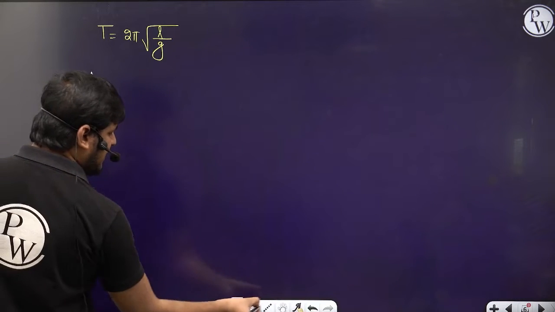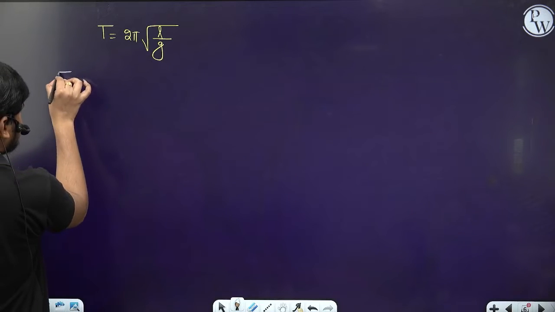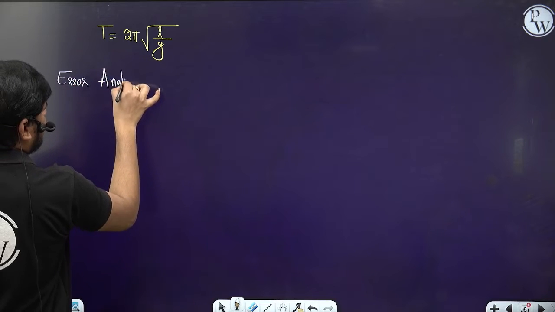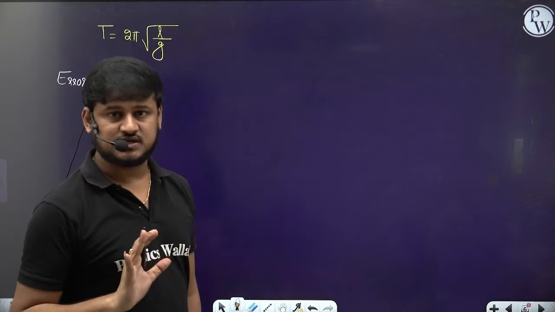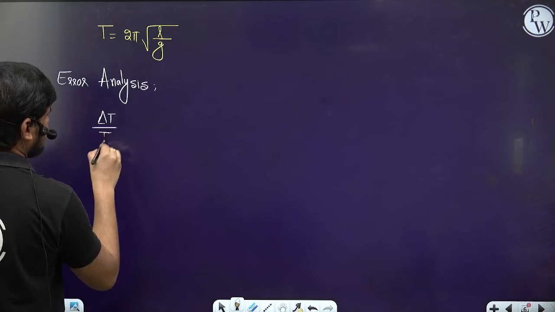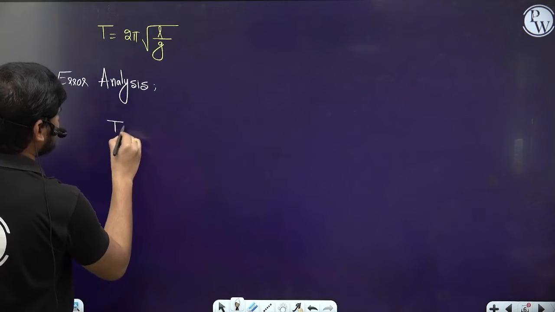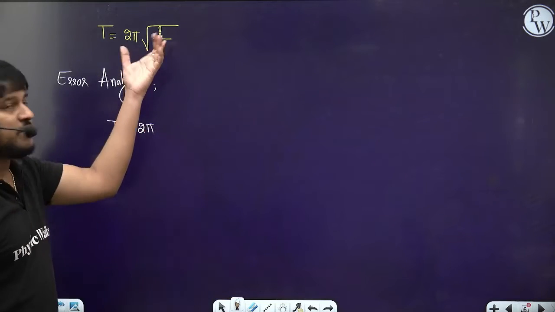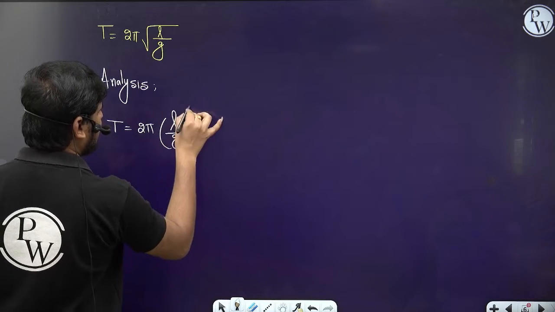So you can simply apply the error analysis. I'll take the question, just understand the concept first. The error analysis method: if the change is very small, you can go for the error analysis method. So the delta T by T percentage will be equal to, first let me write this way. T is equal to 2 pi into L by G whole to the power 1 by 2.